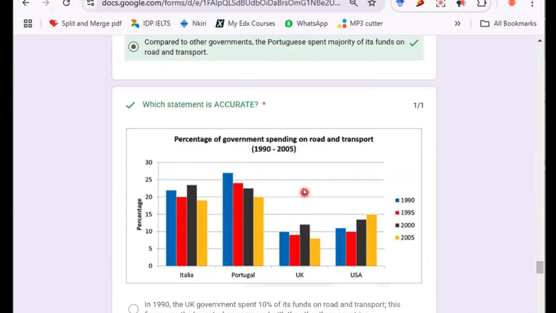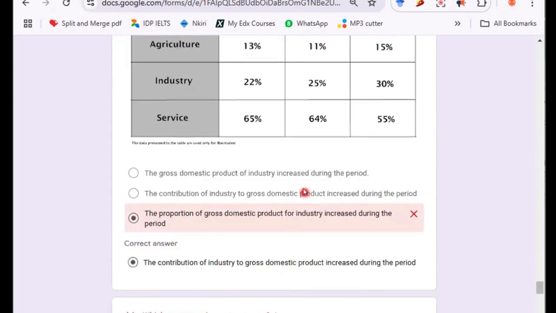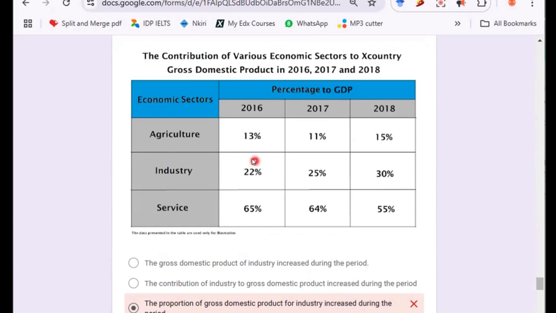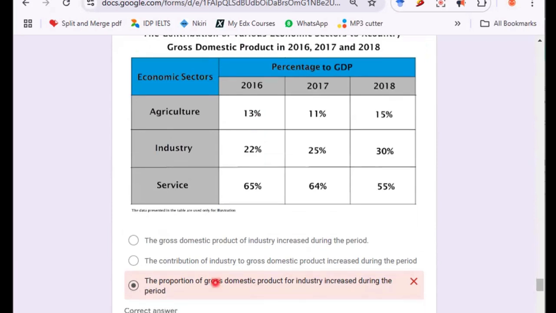So our sentences must reflect what? Accurate interpretation of percentages. Look at this person's answer here. This person picked this wrong option. The proportion of gross domestic product for industry increased. This is the error here. Proportion of gross domestic product. No, it's not proportion of gross domestic product. It's proportion of contribution. Look at it here. Contribution. That word should not be thrown away. You should not throw it away. It's the proportion of what? Contribution.